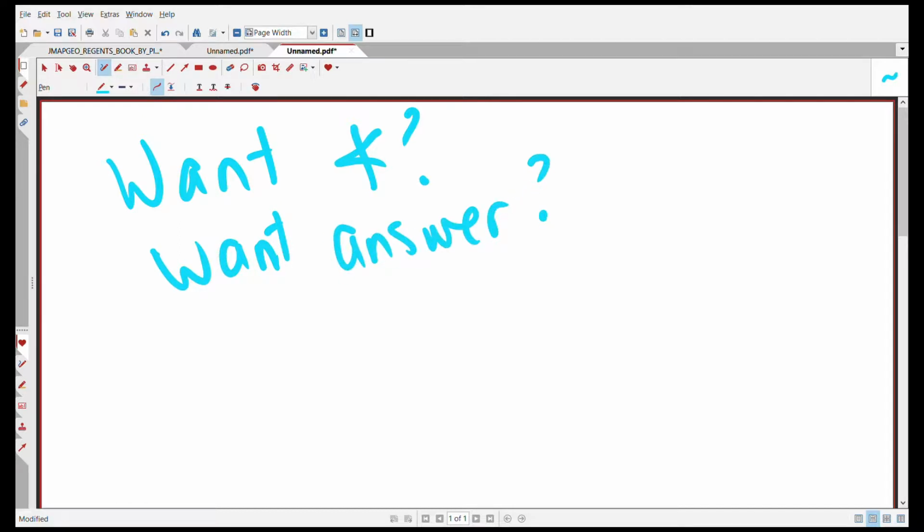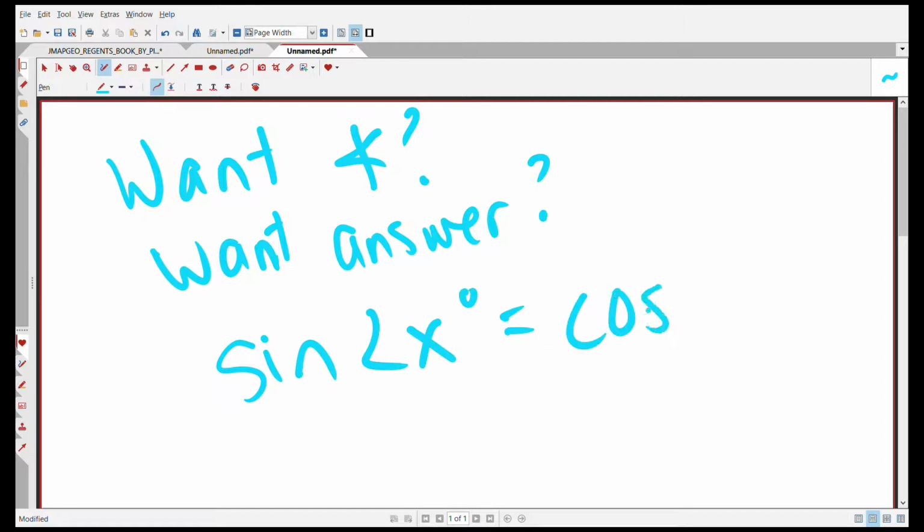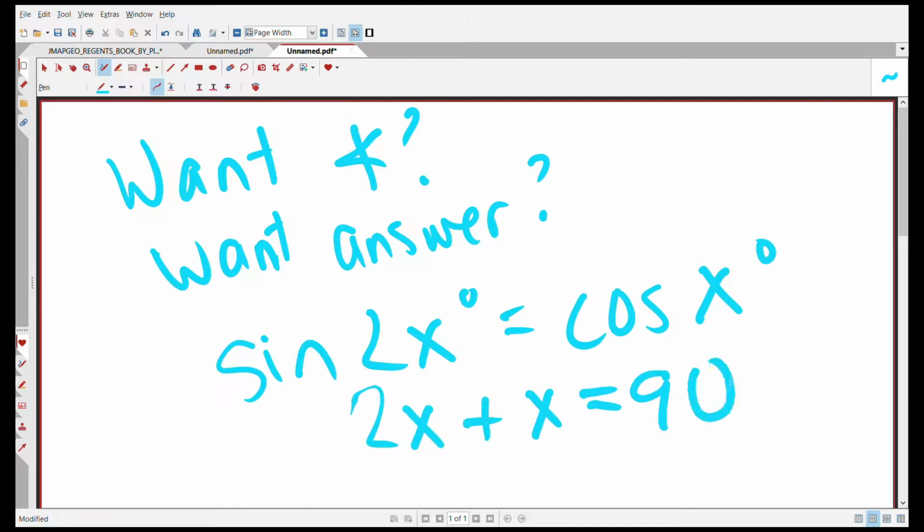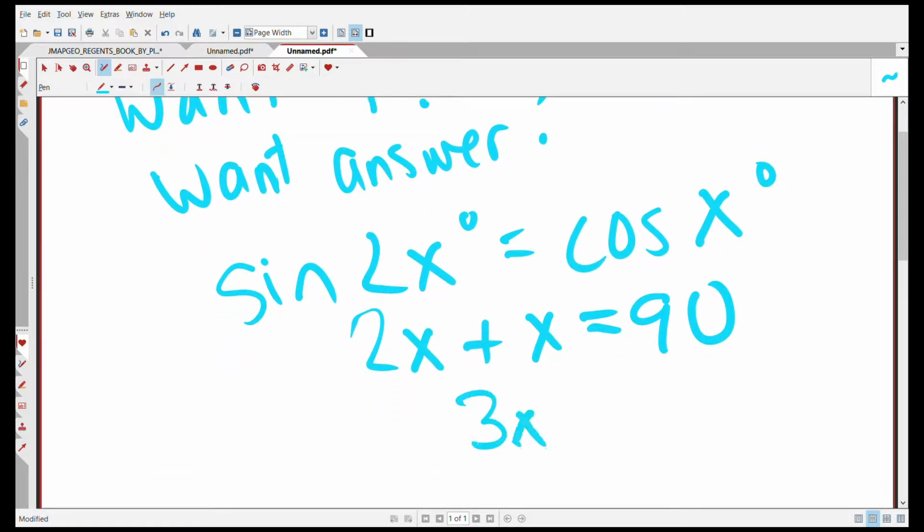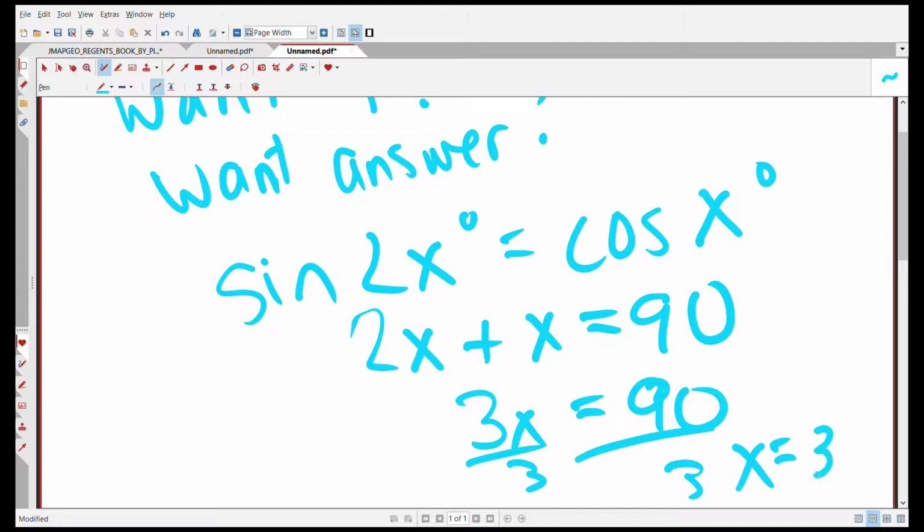So for instance, if I say the sine of 2x degrees equals the cos of x degrees, here we want the answer. Here we want the angle. So 2x plus x has to be equal to 90 in order for them to have the same value. So 3x is 90, divide by 3. So x equals 30. So if they want x, it's 30. If they want the two angles, it's 30 and 2 times 30. And that's true because they have to add up to 90.